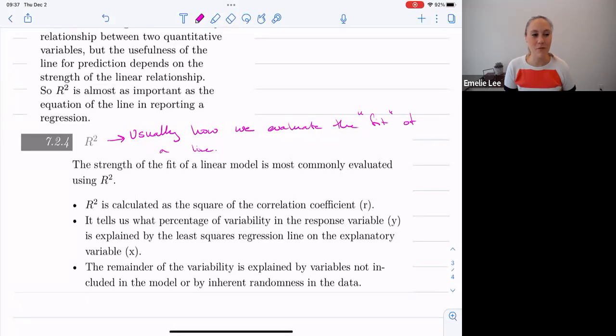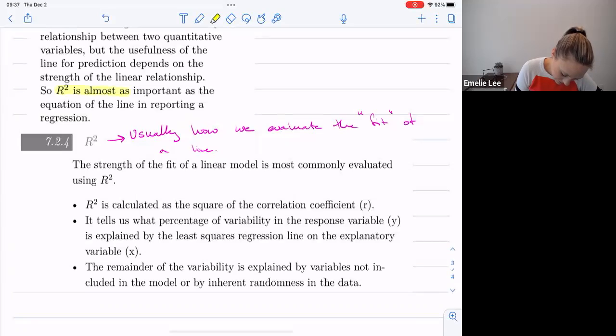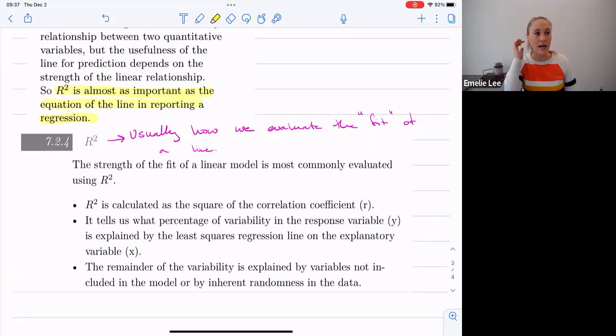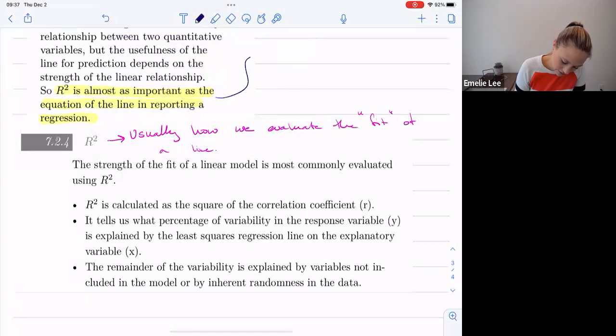We've heard goodness of fit for chi-squared, but we could say goodness of fit for the line as well, mostly because it's fun to say, or funny to say maybe. But it's usually how we evaluate the fit. How strong of a fit, how good of a fit do I have? And so the R squared is almost as important as the equation of the line when you're reporting a regression. You could have an equation, but unless you tell me how well it fits, that doesn't mean anything.